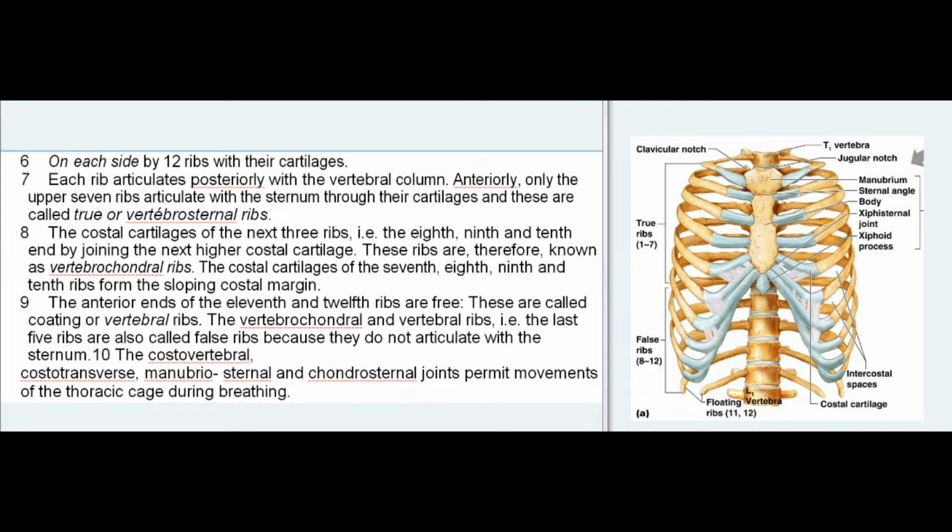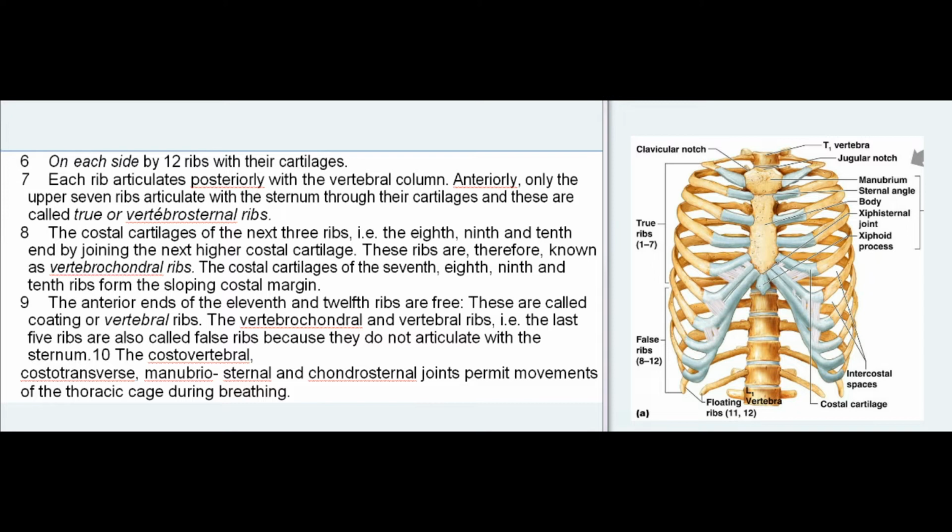Anteriorly, only the upper 7 ribs articulate with the sternum through their cartilages, and these are called true or vertebrosternal ribs. The costal cartilages of the next 3 ribs, i.e. the 8th, 9th, and 10th, end by joining the next higher costal cartilage. These ribs are, therefore, known as vertebrochondral ribs. The costal cartilages of the 7th, 8th, 9th, and 10th ribs form the sloping costal margin.